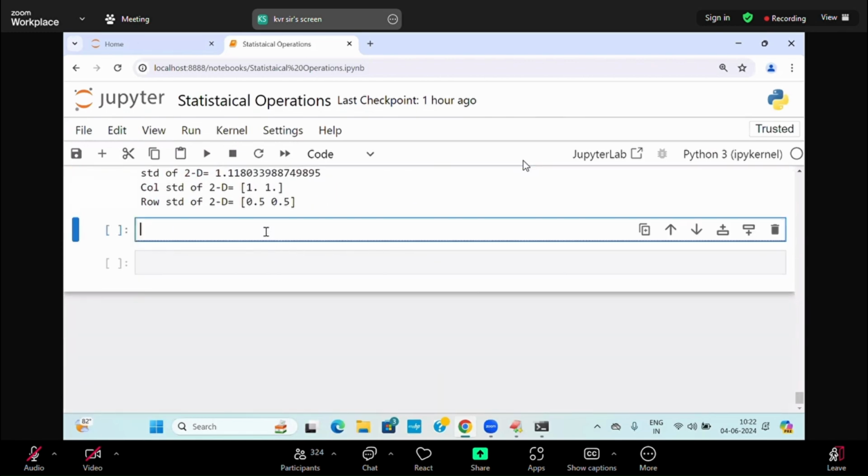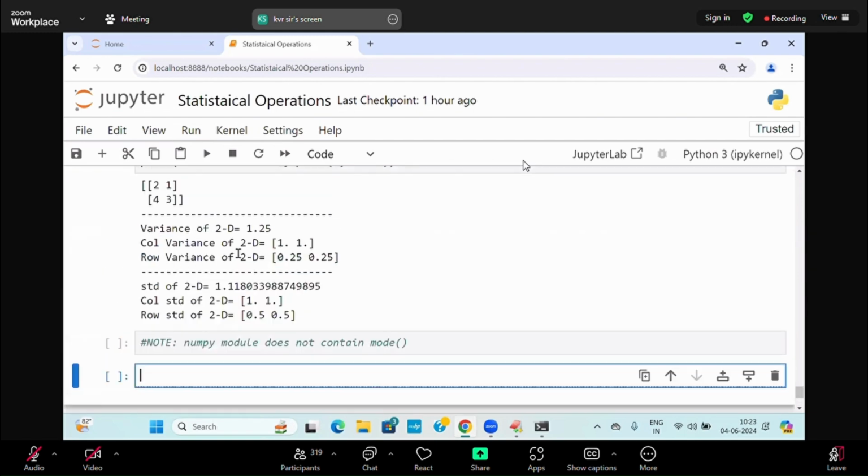And here I am writing one note: the NumPy module does not contain a mode function. But mean is there, median is there, variance and standard deviation are there. Which one is not there? Mode function is not there. So where is the mode function present? It is present in the statistics module. It is not present in NumPy.